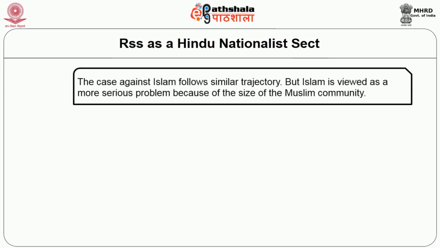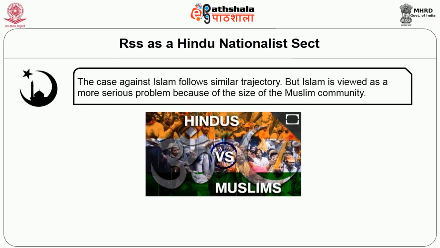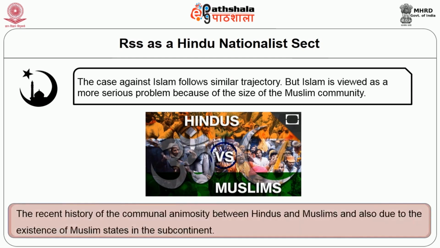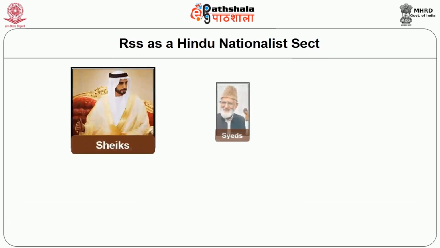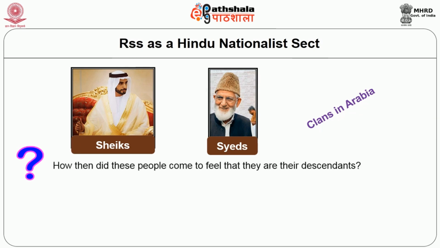The case against Islam follows a similar trajectory, but Islam is viewed as a more serious problem because of the size of the Muslim community, the recent history of the communal animosity between Hindus and Muslims, and also due to the existence of Muslim states in the subcontinent. They look to foreign lands as their holy places. They call themselves sheikhs and sayyids. Sayyids and sheikhs are certain clans in Arabia. How did these people come to feel that they are their descendants?